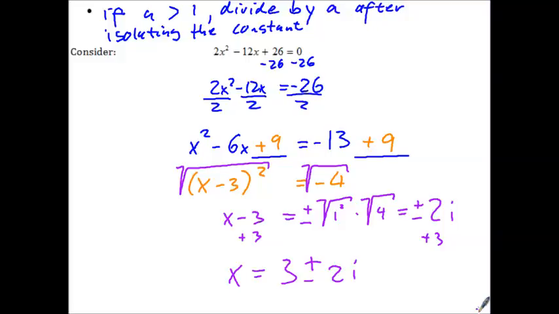This solution is a complex number, or actually these two solutions are complex numbers, and what that tells us is that this graph will not cross the x-axis. We have no real solutions. That means we have no x-intercepts, no zeros. Let's go to the next example.